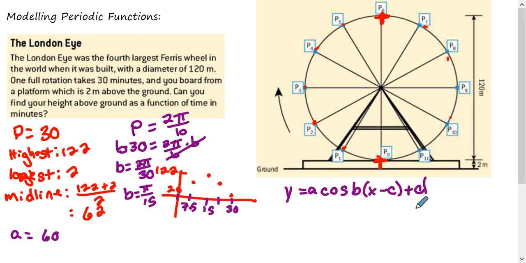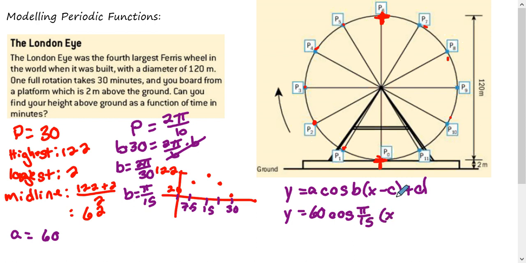So those are our letters that we use. Algebra, we used h and k, no matter. So a, amplitude 60. We found that already. But I'll talk about that in a second. So amplitude 60. Cosine b, that's what we found here. So that's pi over 15.